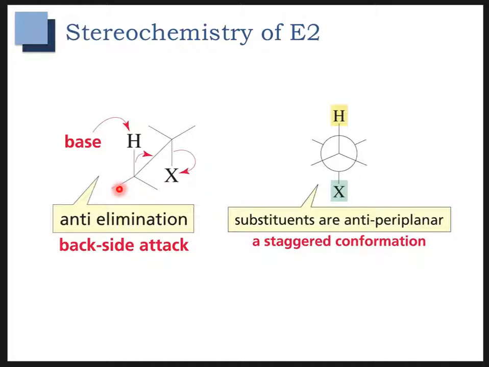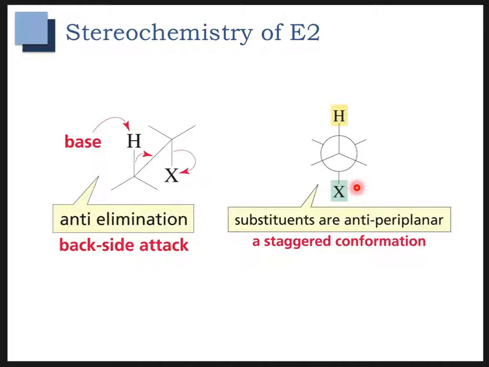If you were to look down this side of the molecule, this is what the Newman projection would look like. You can see that the beta hydrogen that you're pulling off with the base and the leaving group down here, the X, are perfectly anti to each other, or we can also use the term antiperiplanar to describe their orientation.